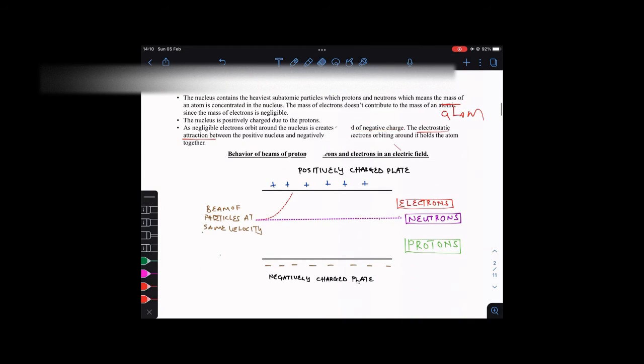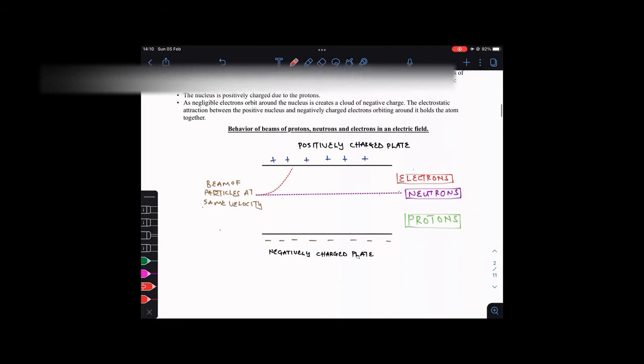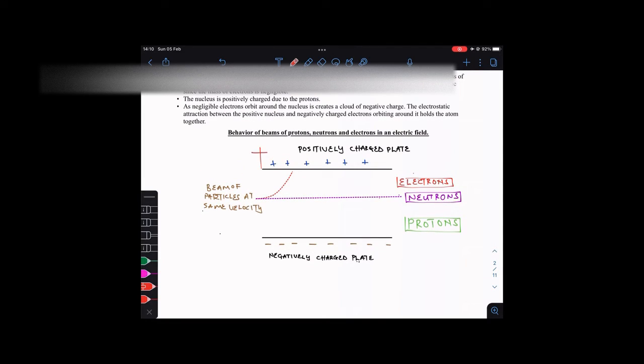And then, for interest's sake, let's say we want to see the behavior of protons, neutrons, and electrons in an electric field. So this is a positively charged plate, and this is a negatively charged plate. If we shoot a beam of particles at the same velocity, at the same speed, we will see that neutrons are not deflected in the field because they have no charge.